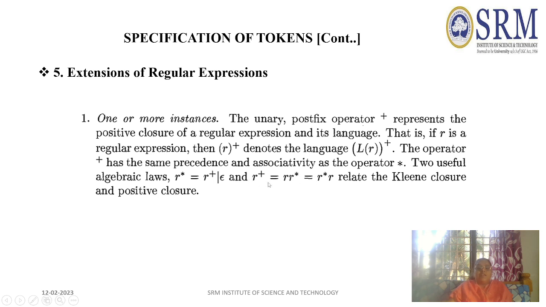So this relates the Kleene closure and the positive closure. This is Kleene closure here. You can avail positive closure for one or more instances, which you will denote as R to the power plus. So if this is the regular expression with which you are denoting with plus, it means that the language itself is in one or more instances. That is, this plus operator is a postfix operator. After the regular expression you are writing it, so it is a postfix operator.